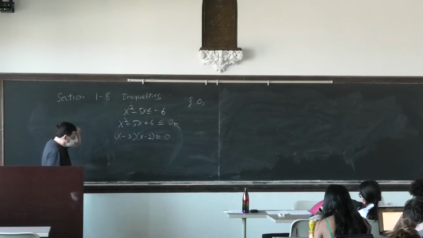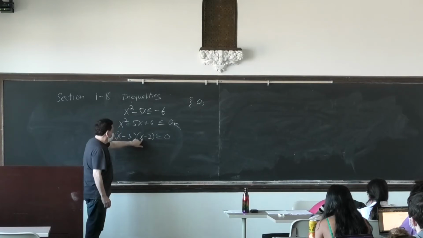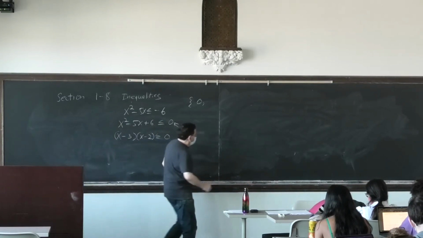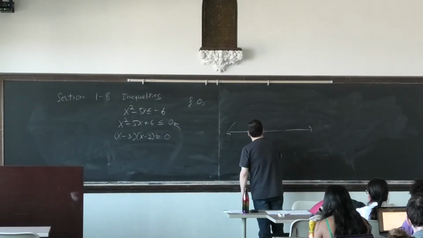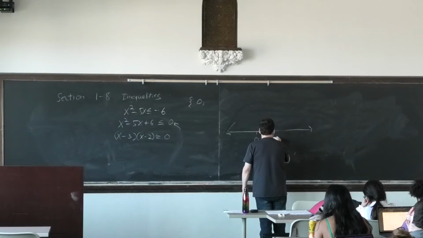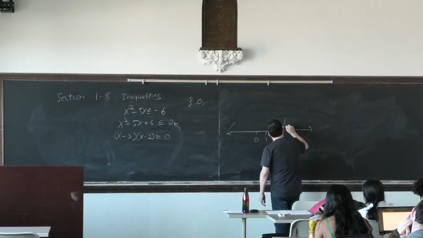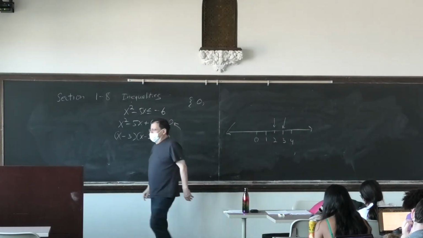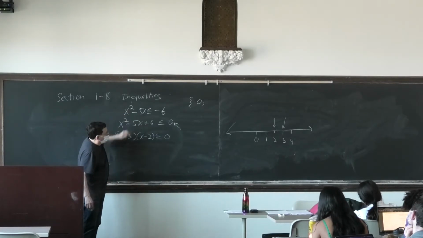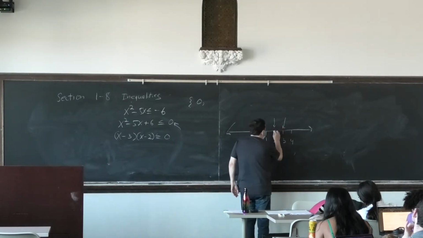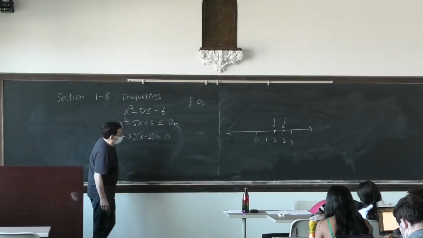Now, let's think about this for a second. If this were an equality, where would it be equal? It'd be equal at 2 and 3. So let's at least have some place to start. These are important. For lack of a better name, I'll call them critical points. They're where this is going to be equal to 0. So we actually know these points will be in the solution set.